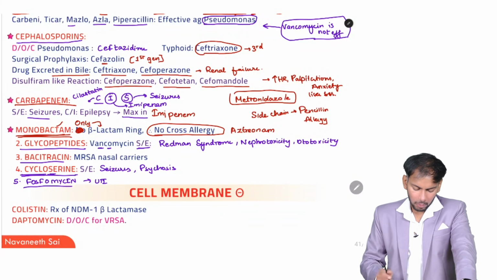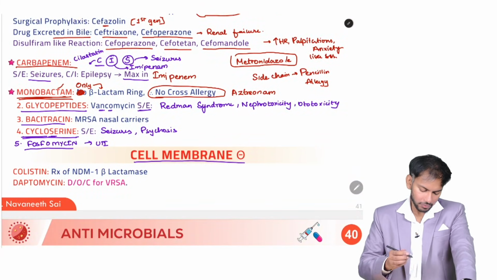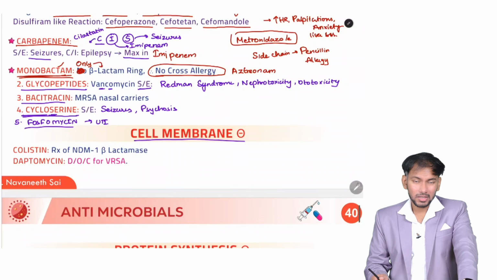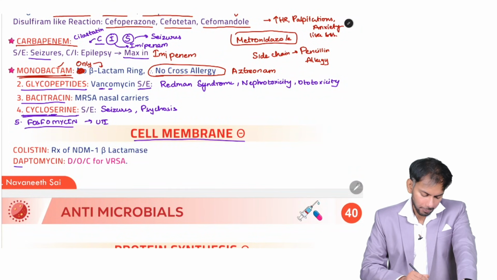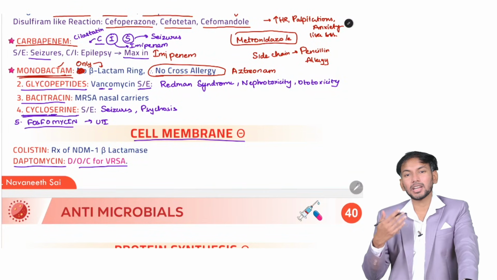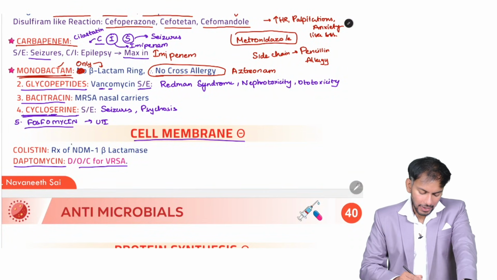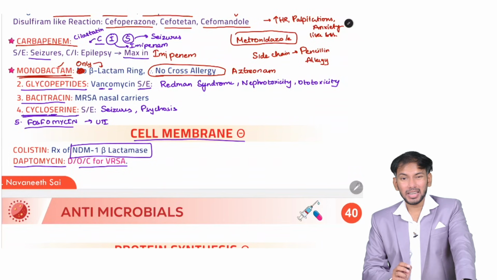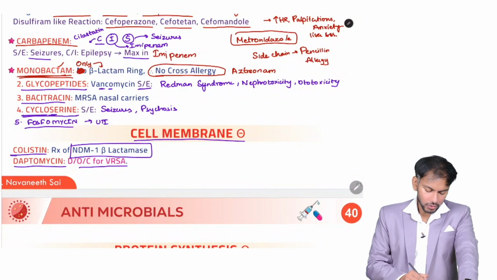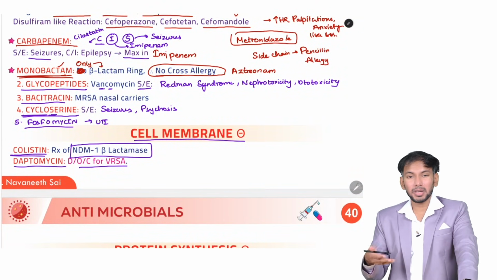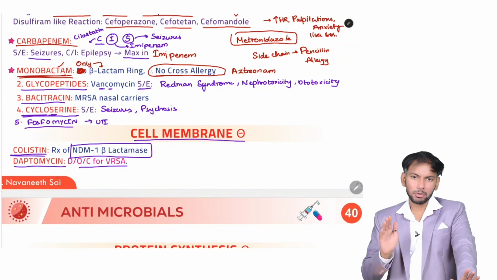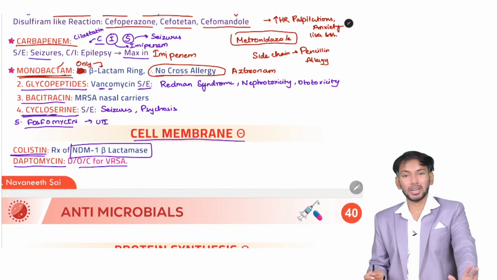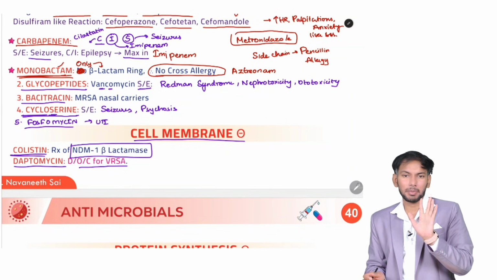That's all. Now, coming to cell membrane inhibitors, we have 2 of them. What is most important to us is daptomycin. Daptomycin is drug of choice for VRSA. This much you already studied. Now, there is a superbug that is known as NDM-1 beta-lactamase. For this the drug of choice is colistin. This is also cell membrane inhibitor. So, remember colistin and daptomycin in cell membrane inhibitors. So, we are done with cell wall synthesis inhibitors and cell membrane inhibitors.